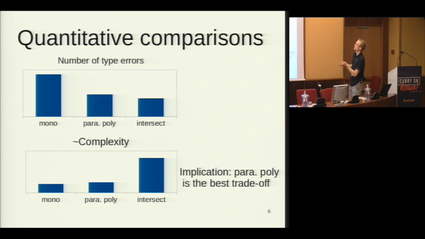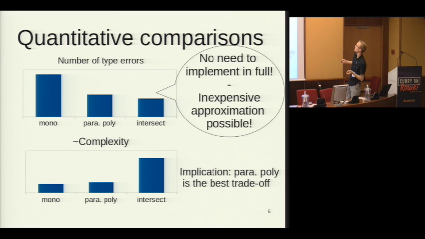Of course, being told this once you have already implemented all three type systems and counted the number of type errors is kind of moot. So what we provide is that you don't need to implement all three type systems in full in order to do this, because we can provide an inexpensive approximation instead, where we approximate all three type systems.